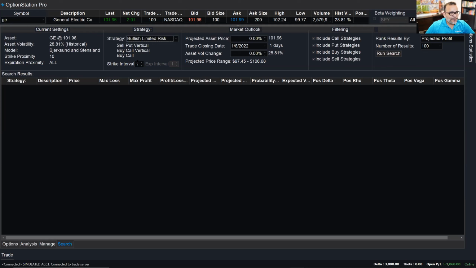The strike interval, of course, you can choose it here. I'm going to just look at single calls or single puts, so the strike interval is not really important, or makes no sense here. But if you're trading verticals or other types of spreads, then the strike interval will have an impact. Okay, so that's my strategy.